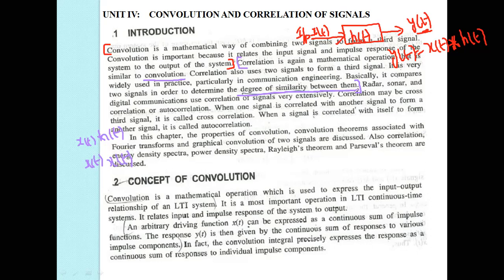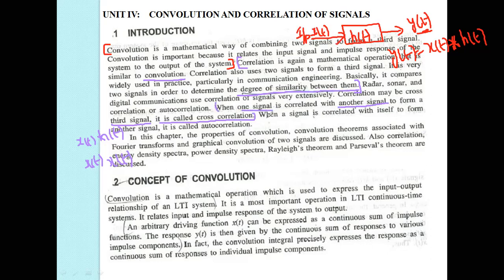Okay, my dear friends. Correlation may be cross correlation and auto correlation. When one signal is correlated with another signal, two different signals, to form a third signal, it is called cross correlation.